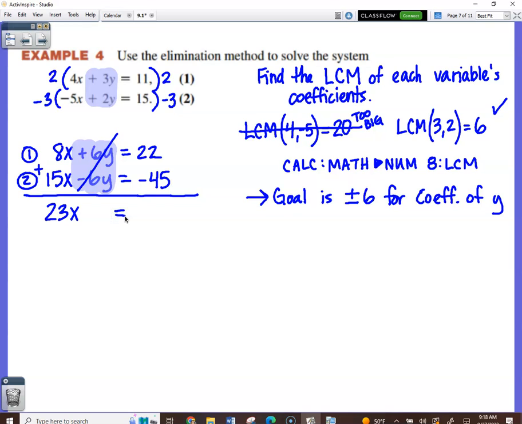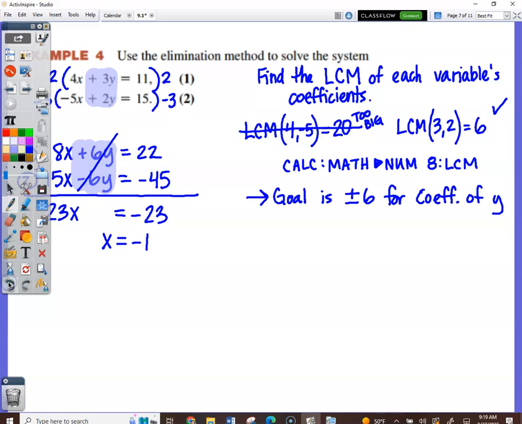22 minus 45. Divide by 23. X is what? And now you have freedom of choice as to which one you want to plug this into. Y'all think smarter, not harder. Do not plug that into one of your larger equations you just generated. Go back to one of the originals, because the numbers are smaller, right? Go back and plug this into an original. Doesn't matter which one you plug it into.